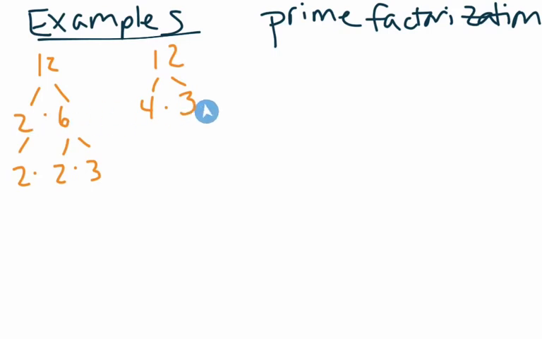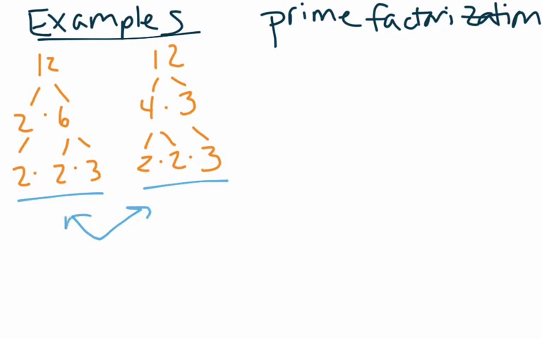Now, this would be a bona fide different factorization. But if I look at the 4 times 3 and I ask myself, can I break this down anymore? You'll look at the 4 and realize that the 4 breaks down into 2 times 2, and then of course the 3 is still there.